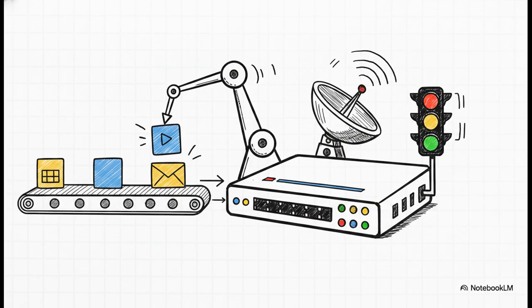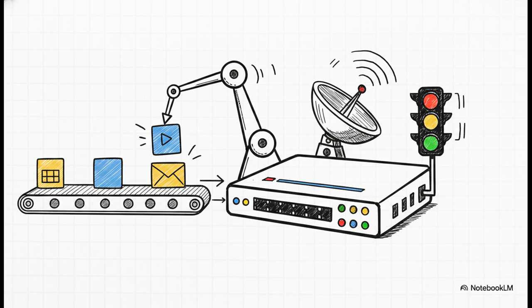Routers and switches actually act like active traffic cops. They use queue management, dynamically deciding whether to drop or prioritize packets that are waiting in line. Then there's quality of service. This prioritizes critical applications for bandwidth. So for example, your live video call gets priority over some background email sync.